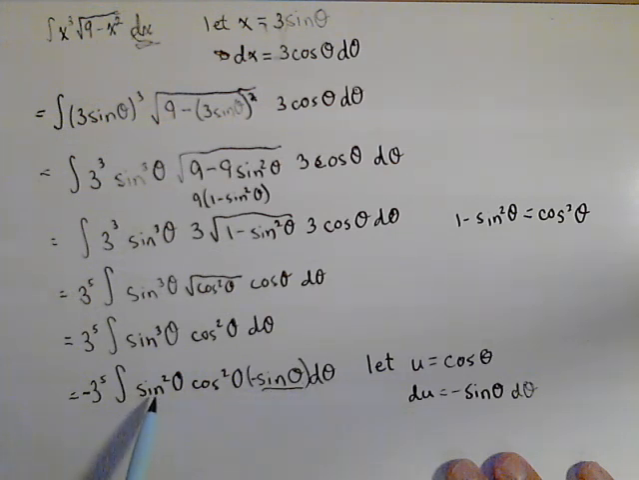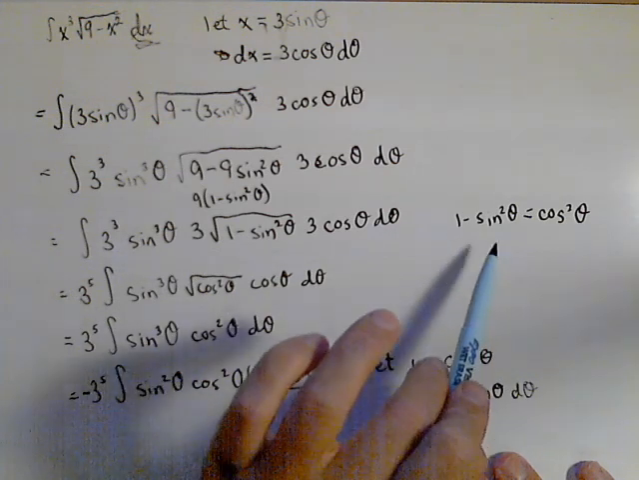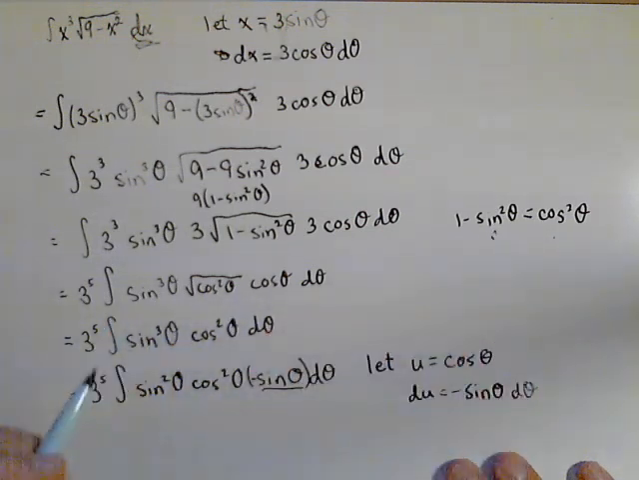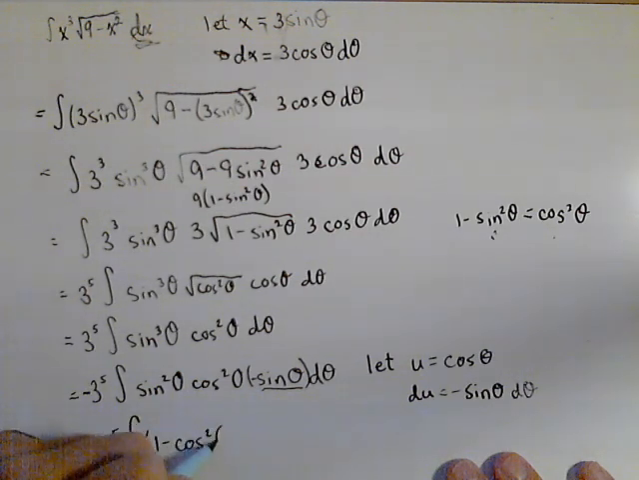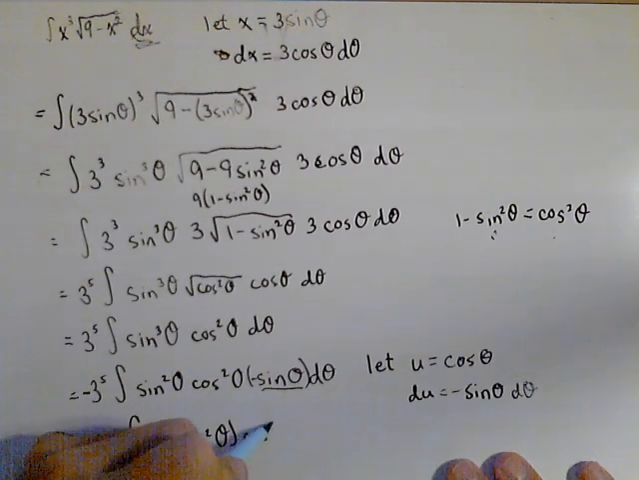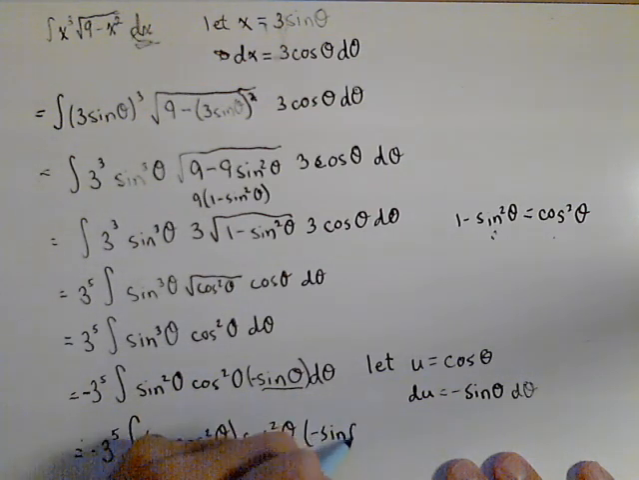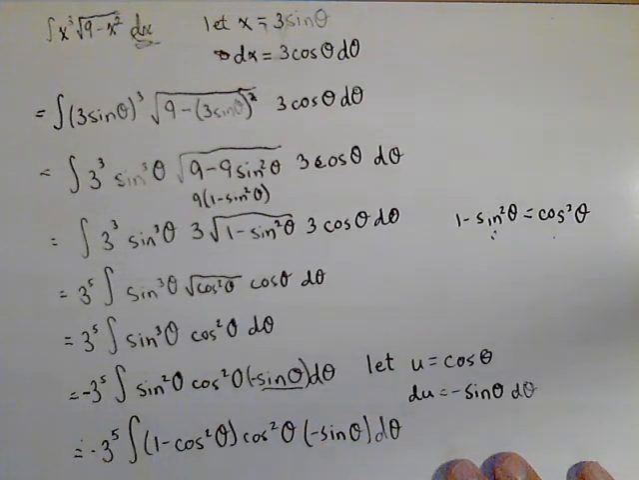But what about sine theta? Well, we're just going to reverse this Pythagorean identity. Sine squared theta is equal to 1 minus cosine squared theta. So we have negative 3 to the 5th out front, 1 minus cosine squared theta times cosine squared theta times negative sine theta d theta. So we are ready to do our u substitution.